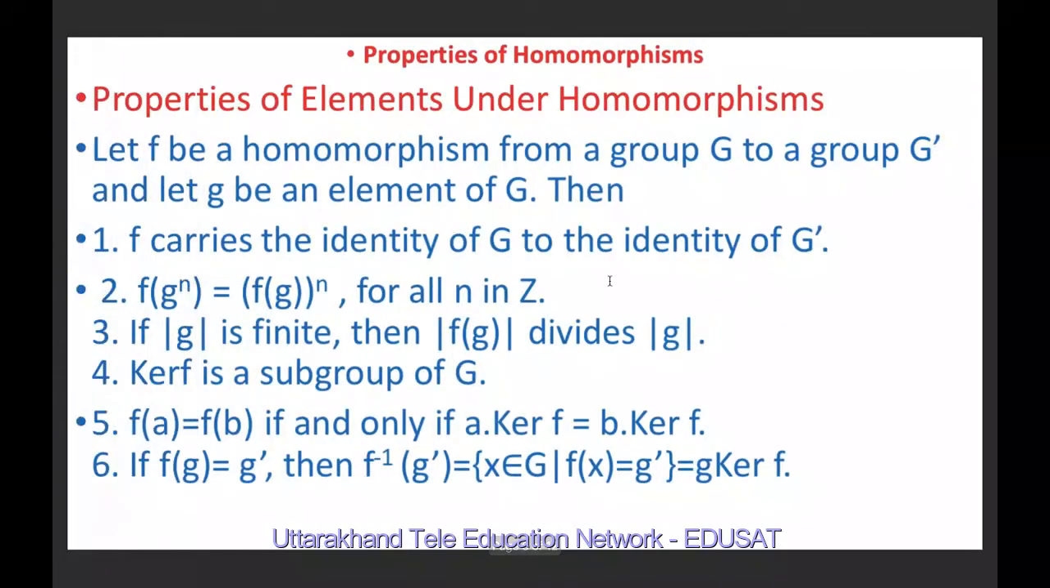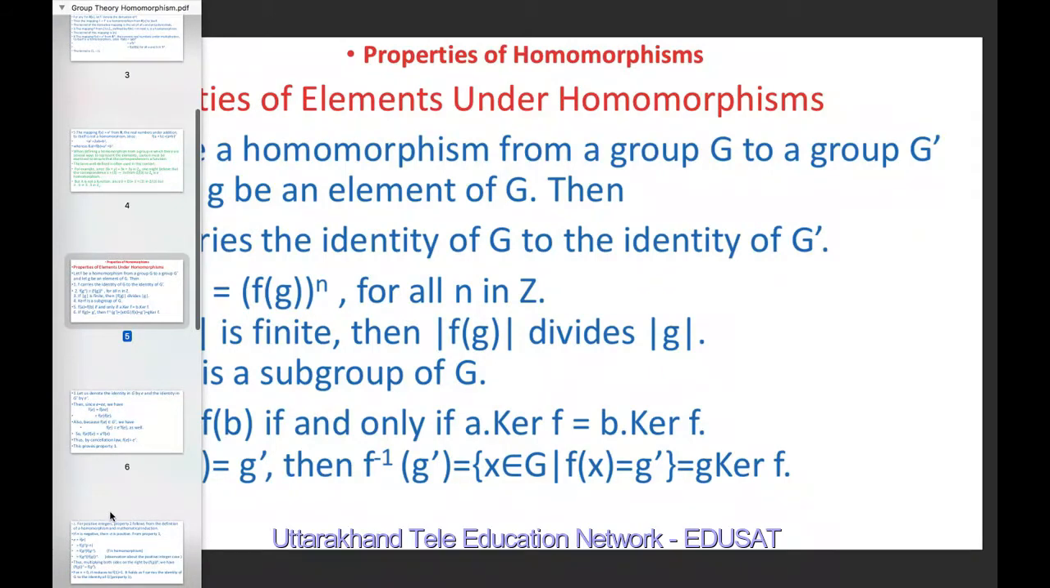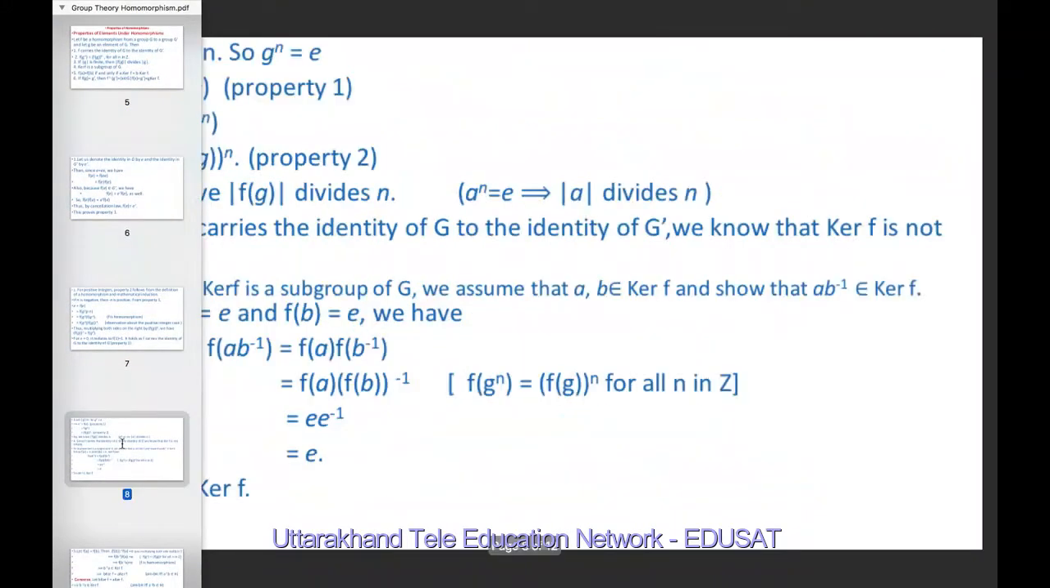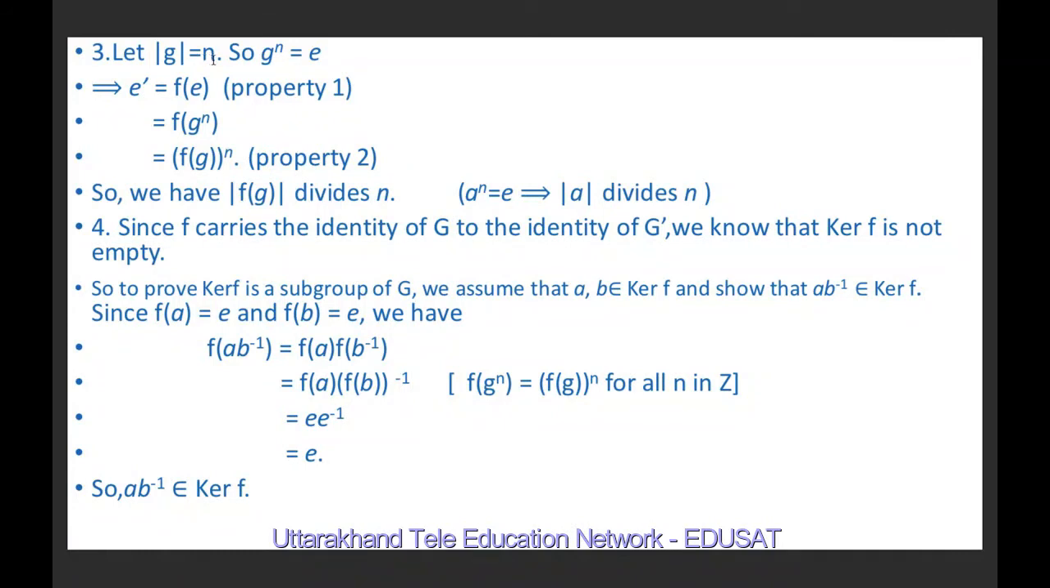Now the third property is: if G is finite, then the order of f(g) divides the order of g. The order of g is given to be finite. Let the order of g be equal to n. So g^n is equal to E, because if the order of g is n, then n is the least positive integer such that g^n is equal to E by definition of order of an element.